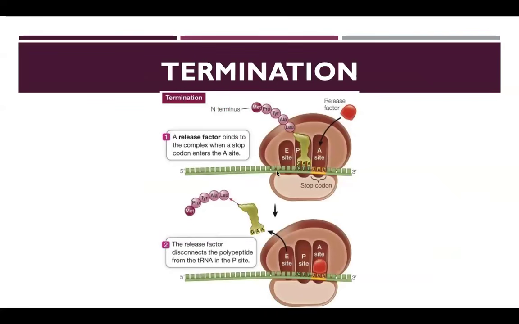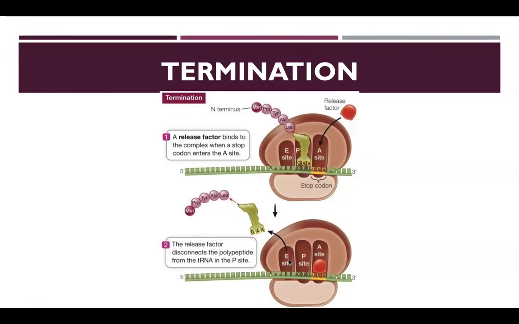Eventually, as it keeps going down the mRNA, it reads a stop codon. As you see, more and more amino acids were added, and then the A site reads the stop codon. The stop codon in this case is UAA, and so a release factor comes in. After reading the stop codon, a release factor binds to the complex, and that release factor helps disconnect the polypeptide from the tRNA in the P site. So right now it's bound. The release factor comes into the A site.